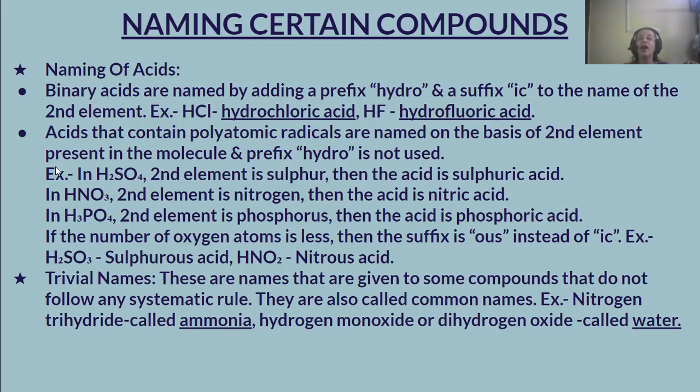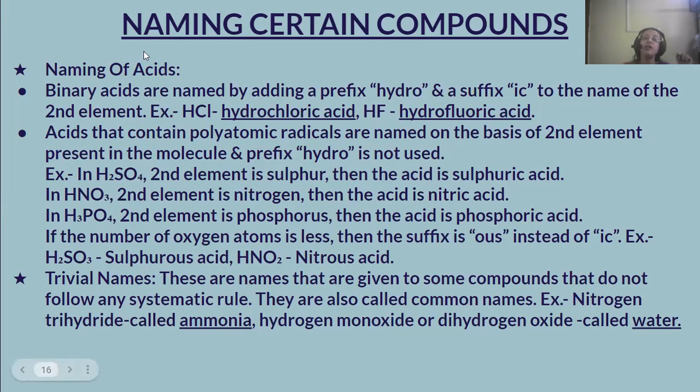Now acids can also contain polyatomic radicals, that is, more than 2 atoms. Those are named on the basis of the second element present in the molecule. The prefix hydro is not used in polyatomic radical acids.